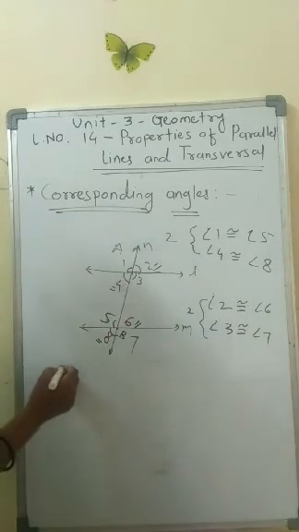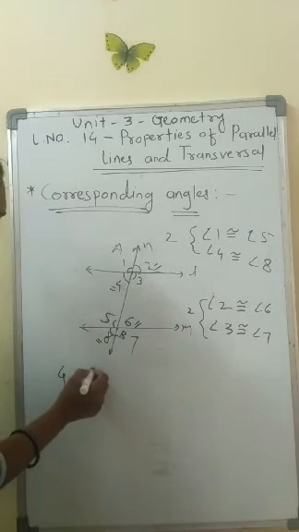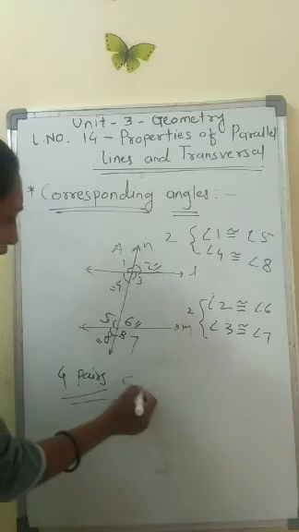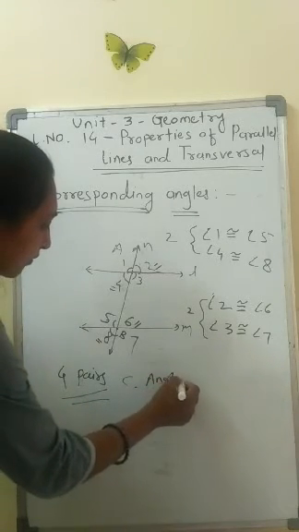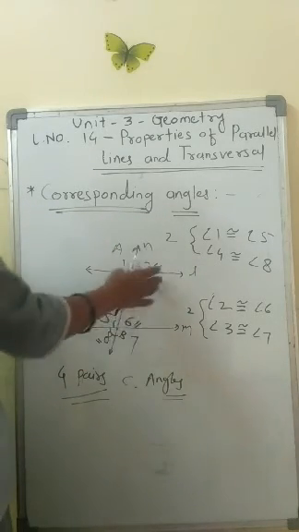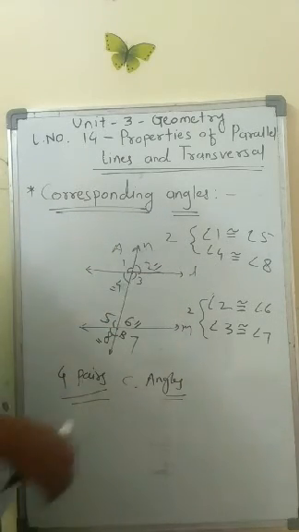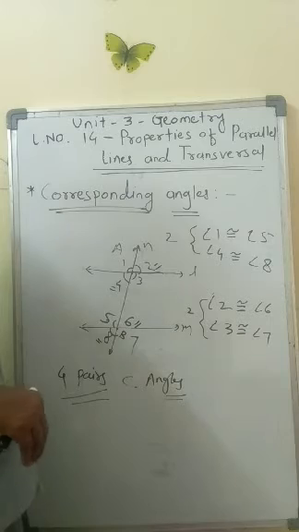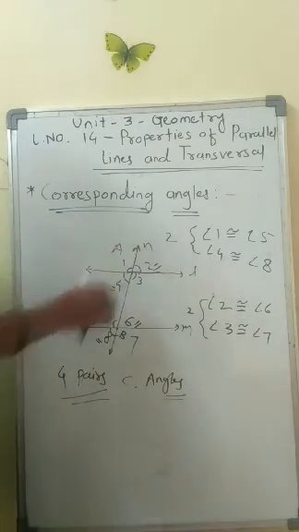So how many pairs do you get? 4 pairs of corresponding angles you get, if one transversal intersects 2 parallel lines. Okay, I hope you all understood corresponding angles.